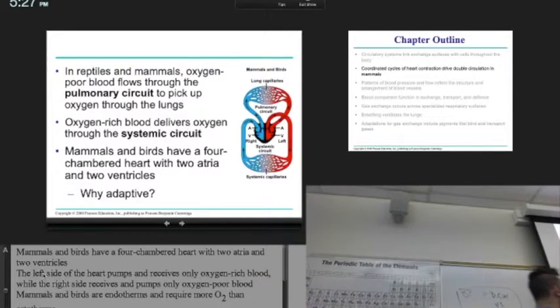Okay, so the left side of the heart is participating in two circuits. The right side of the heart is participating in two circuits. The left side of the heart is dealing exclusively with oxygen-rich blood. The right side of the heart is dealing exclusively with oxygen-poor blood.